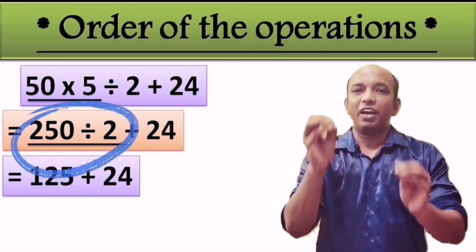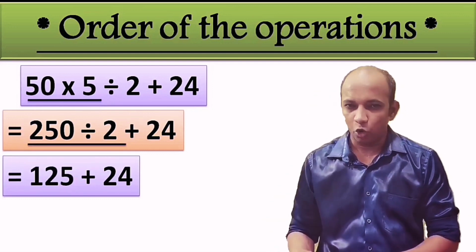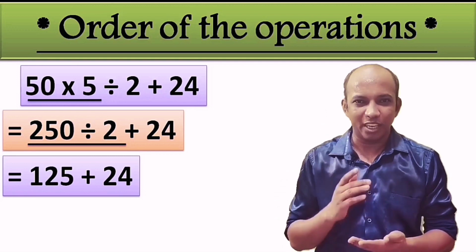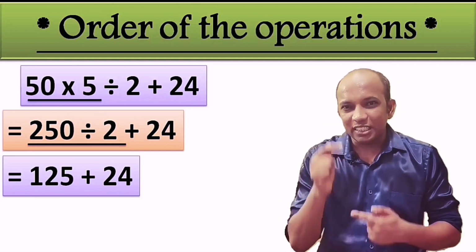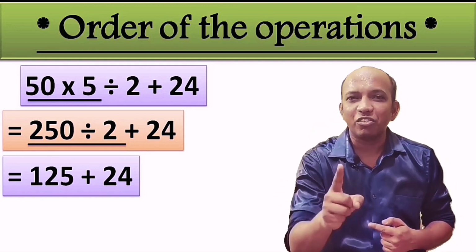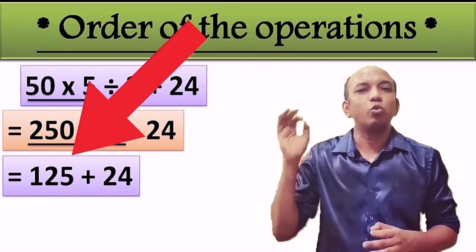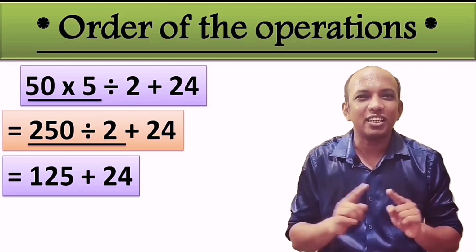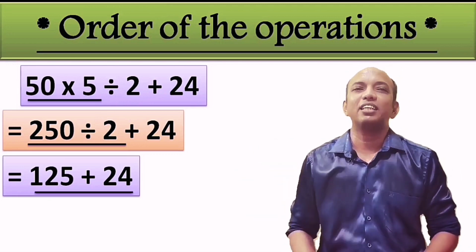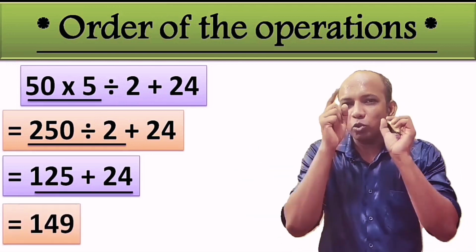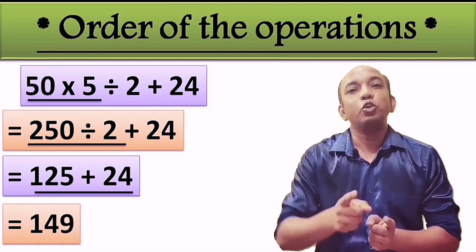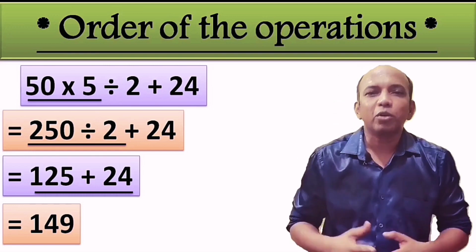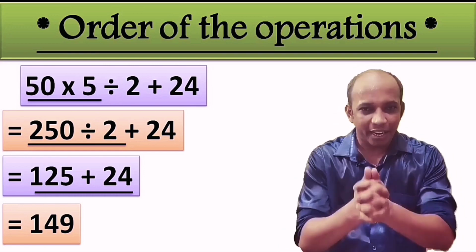So the moment you divide 250 by 2, that means we have to make it half. Dividing any number by 2 means making it half. So half of 250 is 125. So we are left with 125 plus 24 and only one operation is there now, that is addition, and my answer is 149. If you change the order, if you do the addition first, then of course you will get the wrong answer.